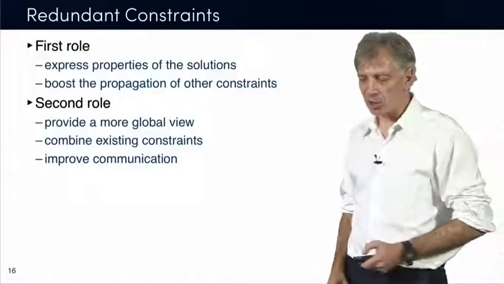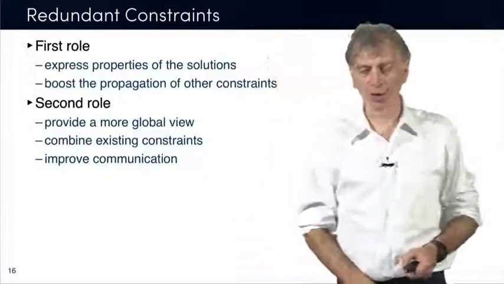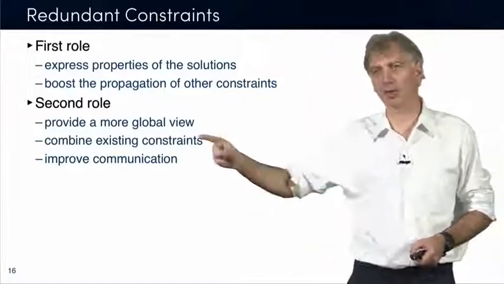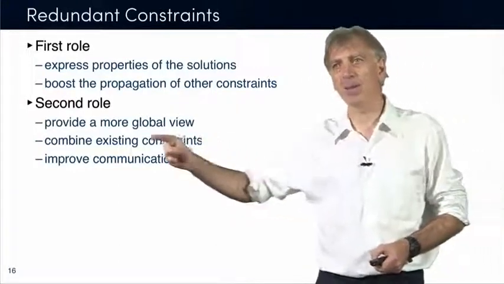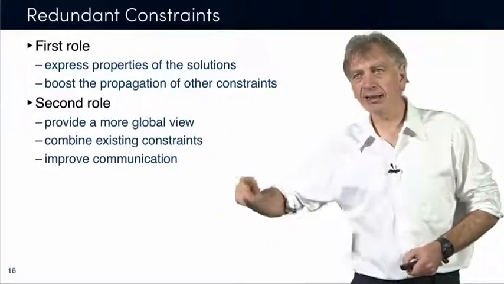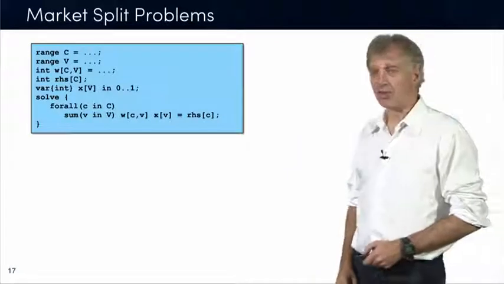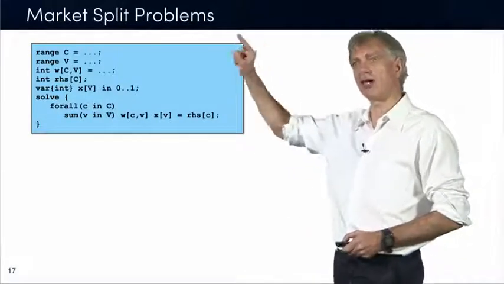Okay? So I'm going to show you another role. This is the second role, which is to provide a more global view. What I'm going to show you is that you can combine existing constraints, and that combination will improve the communication between the various variables. So I'm going to illustrate that with a market split problem.